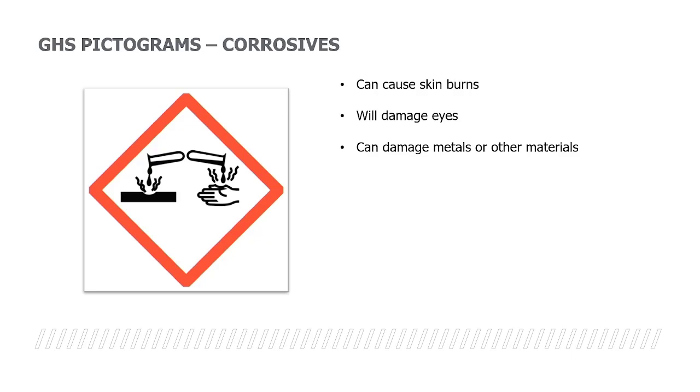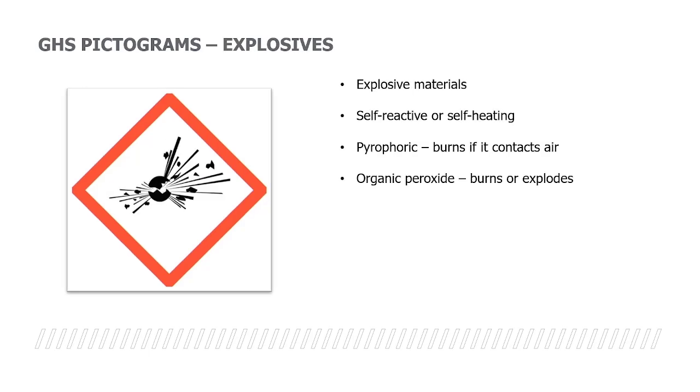The corrosives looks like two vials. Looks like one of them is being spilled on some type of maybe a metal product, and the other vial looks like it's being spilled on the hand. It's going to cause skin burns. It's going to cause damage to the eyes. It can damage the metal or other types of metals. It can actually cause some irritations or some issues there, particularly as far as burns to those particular areas.